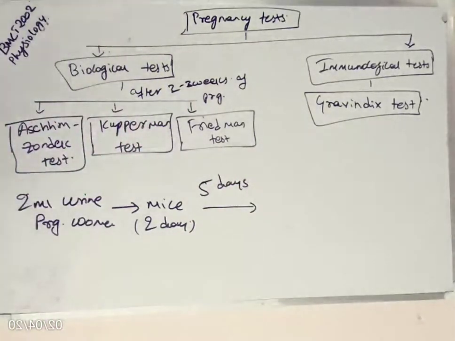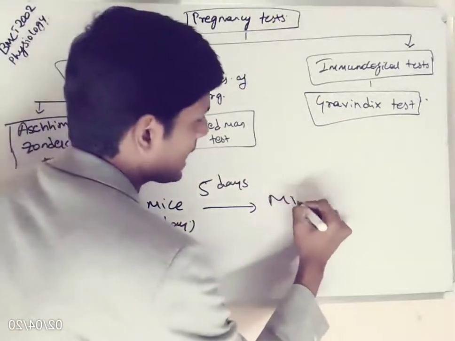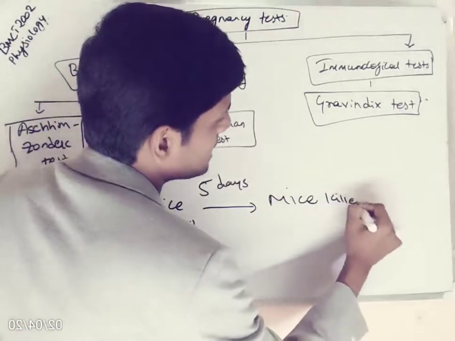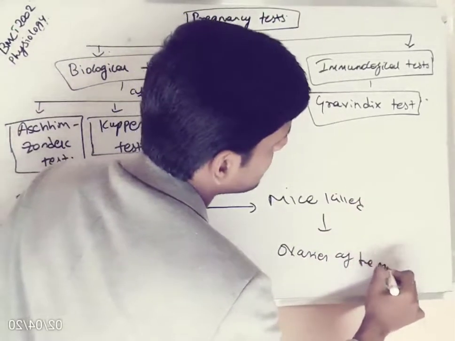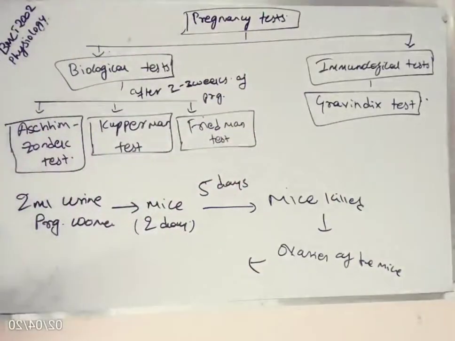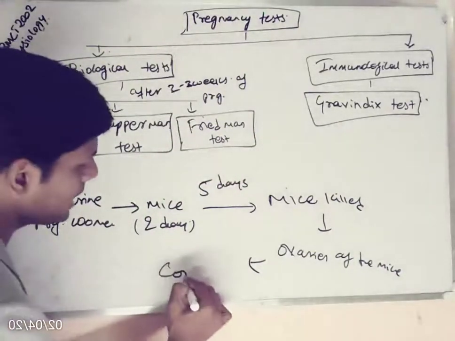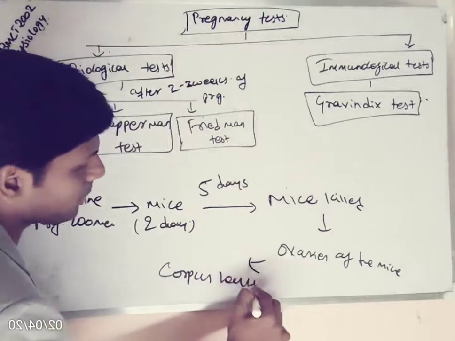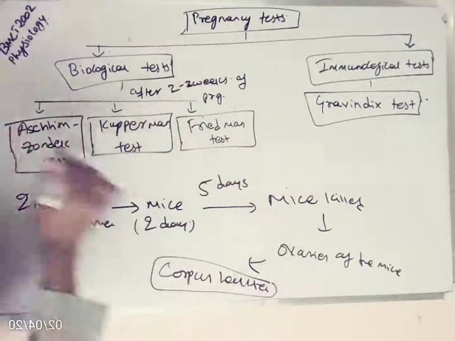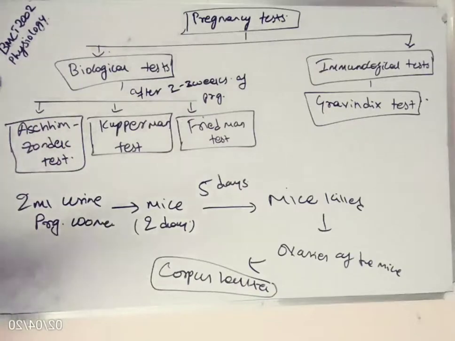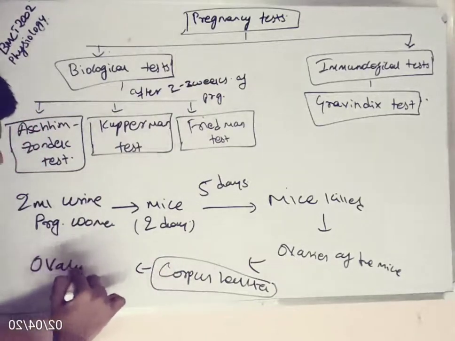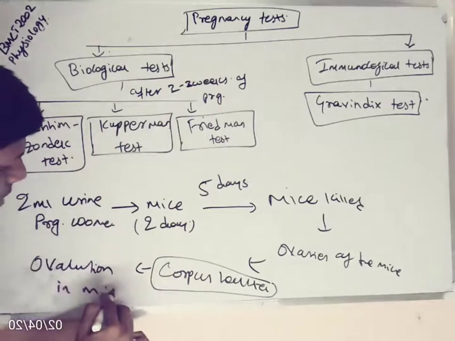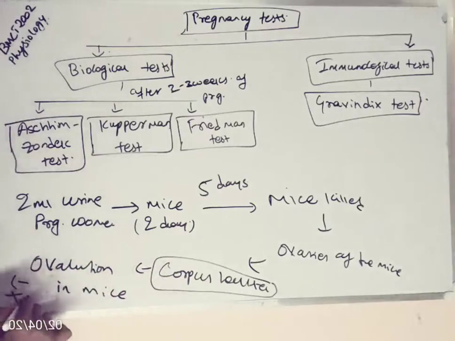So after 5 days, what he did is, the mice were killed. He killed the mice and observed the ovaries of the mice. In the ovaries, if the mice have corpus luteum, meaning presence of corpus lutea, which is a form of a matured ovarian follicle cell, then presence of corpus lutea indicates ovulation in mice. So that indicates positive for pregnancy.